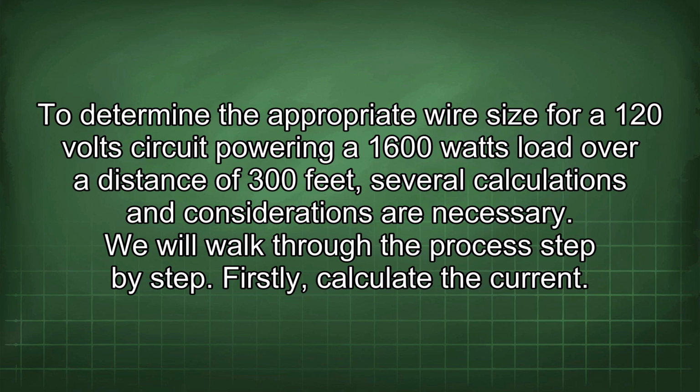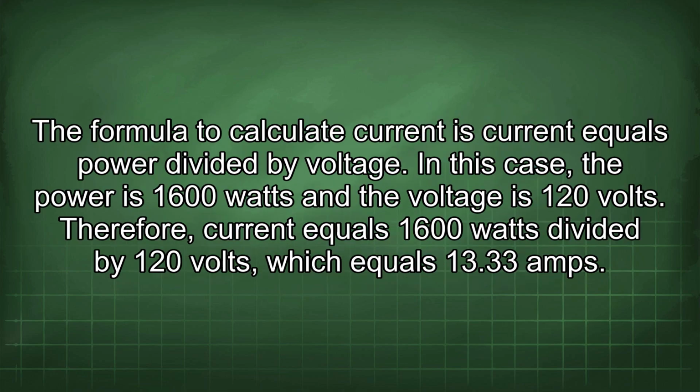Firstly, calculate the current. The formula to calculate current is current equals power divided by voltage. In this case, the power is 1600 watts and the voltage is 120 volts. Therefore, current equals 1600 watts divided by 120 volts, which equals 13.33 amps.